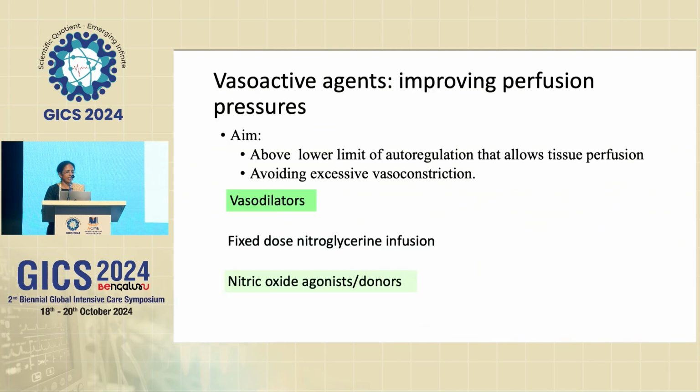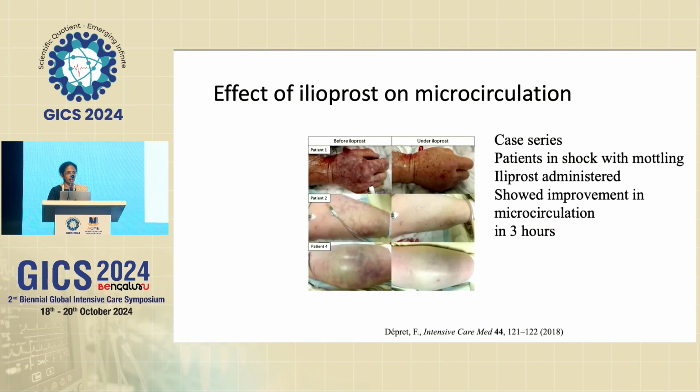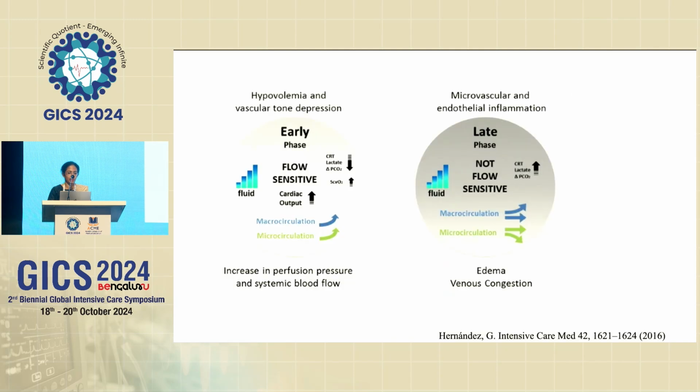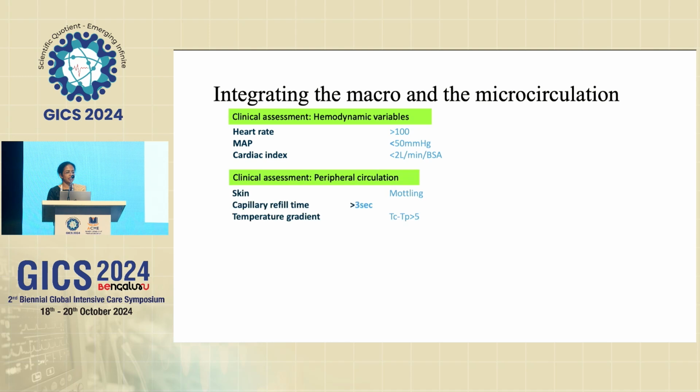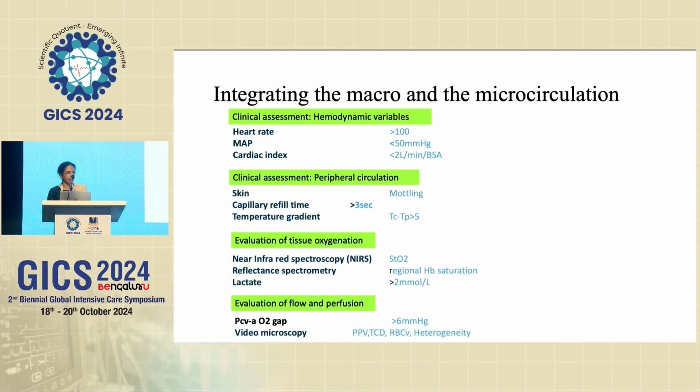But what about vasodilators? They found that giving vasodilators did not improve outcomes, probably because they have a macrocirculatory effect as well. Iloprost is a drug being worked on now because it has shown an improvement in the mottling scores after giving it. So probably there is a role for individualization. Now we have these two types of resuscitation that we need, early and late. So we probably need to integrate the macrodynamic interventions with the microcirculatory response, integrated and individualized. These are all the various parameters that you can use to guide your therapy.